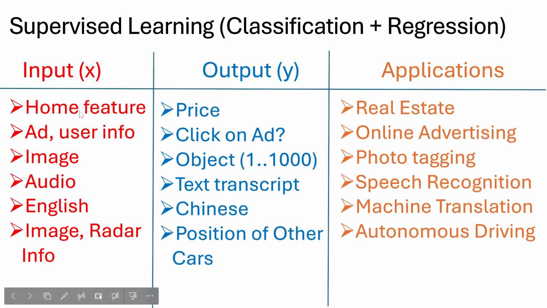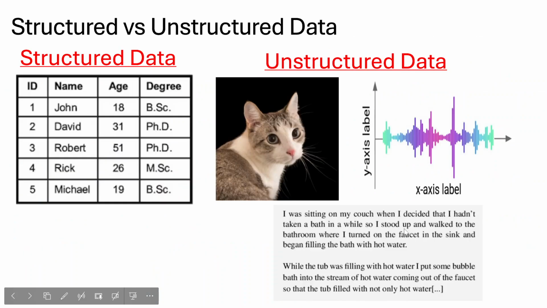So our input is X, those features, and our output is Y. And each of these are examples of how neural networks can positively impact a lot of these businesses. Today, neural networks are used in real estate, online advertising, photo tagging, speech recognition, machine translation, and autonomous driving. It's crazy to think about, but neural networks are truly the state of the art of what's happening in the future.